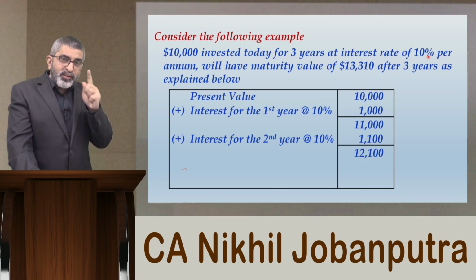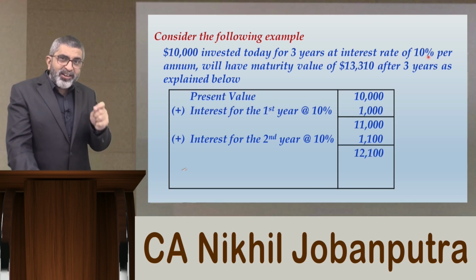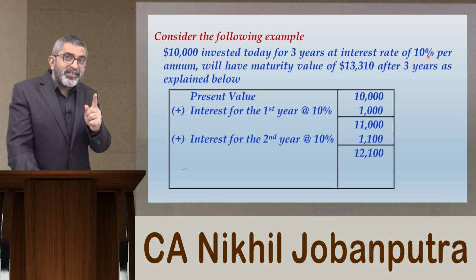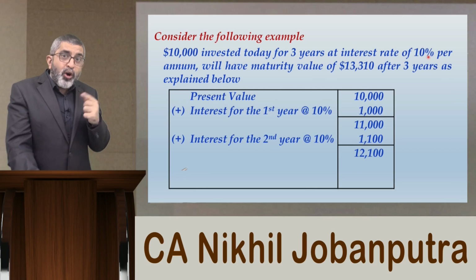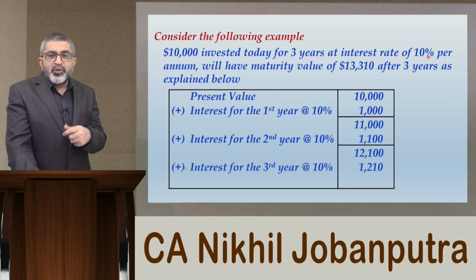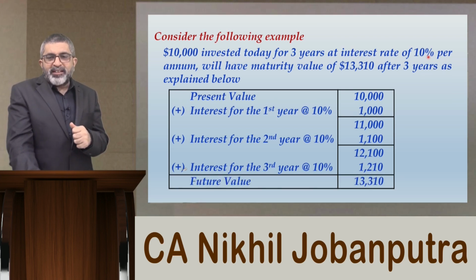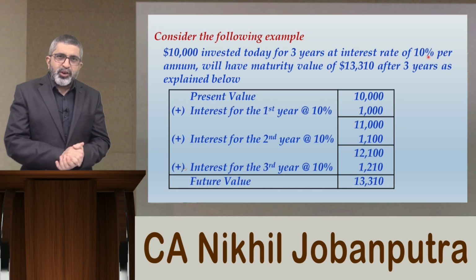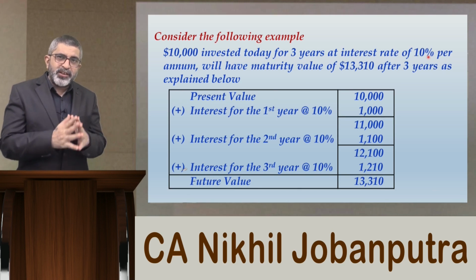And now once you get $12,100, in the third year you will again earn interest at what rate? 10%, but on what amount? 10% of $12,100, and that would be $1,210. When you add up all these values, it will be $13,310 as the maturity value at the end of the third year.